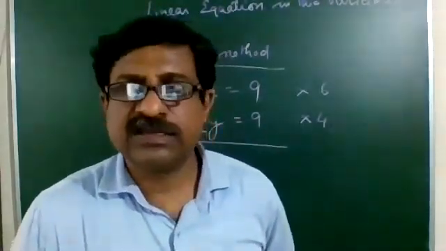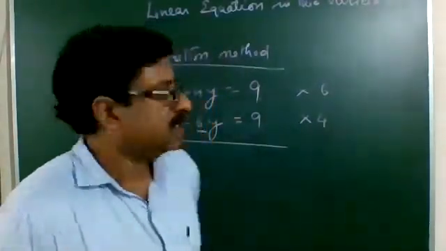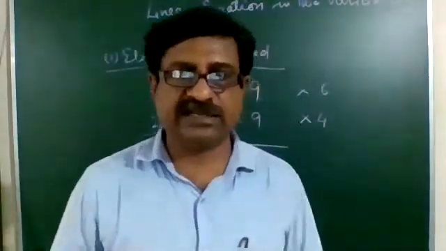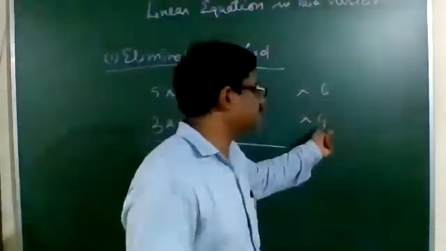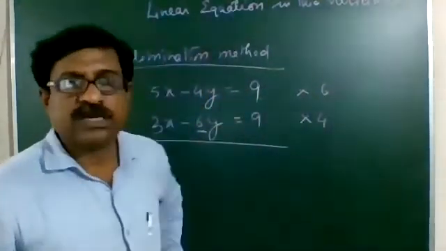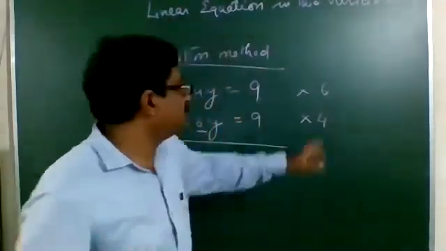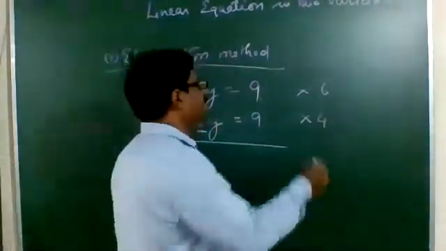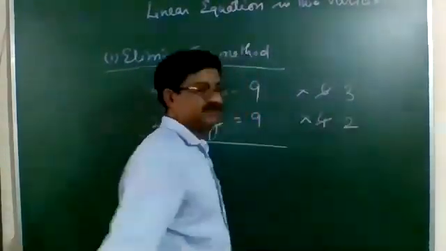After this, if it is possible to cancel by some number, we cancel it. If 6 and 4 are possible to cancel by some number, it will be easy. In some cases, when the numbers are too long, suppose you got 36, 24, it will be very difficult for you to multiply with 36 as well as 24. Therefore, to avoid that, if it is possible to cancel by some number, we cancel. 6 and 4 both are divisible by 2. Therefore, we will cancel both these numbers by 2. 2 threes are 6 and 2 twos are 4.